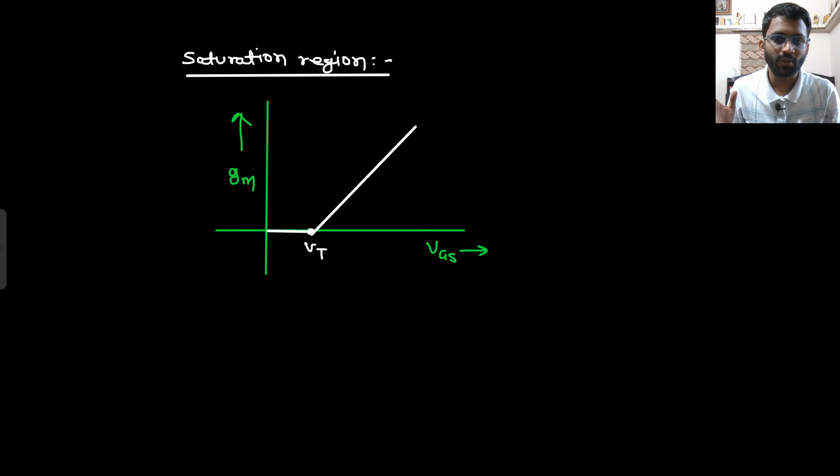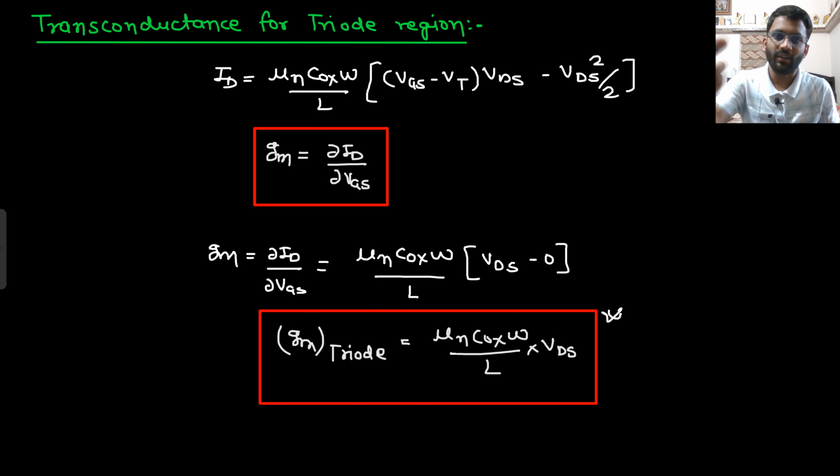For GM also, I don't need to mug up the formula. For the triode region, what is the expression of my GM? Del ID by del VGS. So the expression will be mu n Cox W by L into VDS. That's it. For triode, deep triode, for every region. Here there is no meaning of triode or deep triode, because here the differentiation is made with respect to VGS. This expression goes towards 1 and this one goes towards 0. So the formula of GM will be the same for both regions.